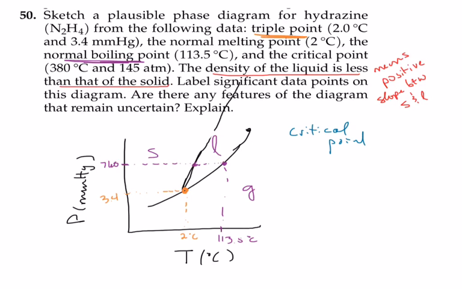Critical point, it gives you the ordered pairs for that. No, it doesn't. I guess when I did the critical point, it just says, are there any features of the diagram remaining uncertain? And I just put it right there on your equilibrium vapor pressure curve. 380 and 145. What's that? Oh, yeah, it is. Yeah, thank you. Yep. That would be 380.